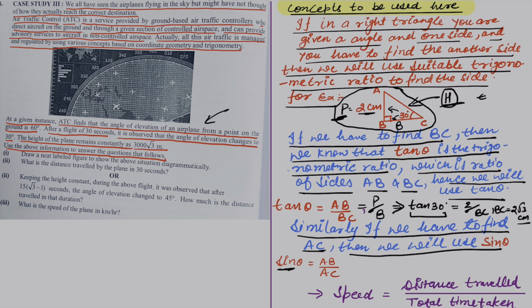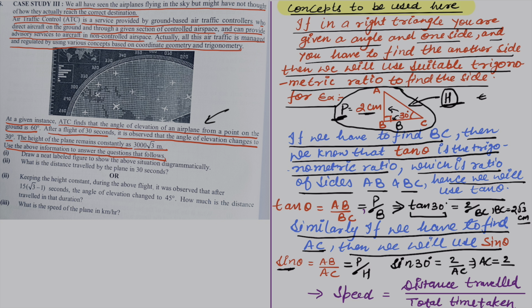So sine theta is equal to AB by AC. Here AB is the perpendicular and AC is the hypotenuse. Here theta is 30 degrees. So sine 30 degrees is equal to P by H, that is AB, which is 2, by H, which is AC. From here we can easily find AC. So AC will be equal to 2 by sine 30.